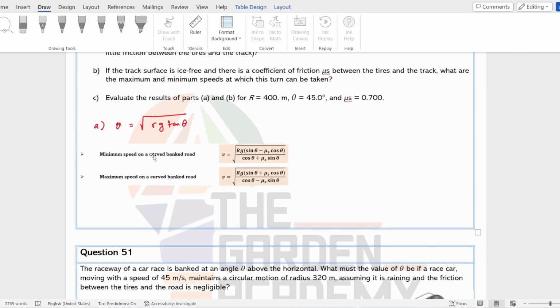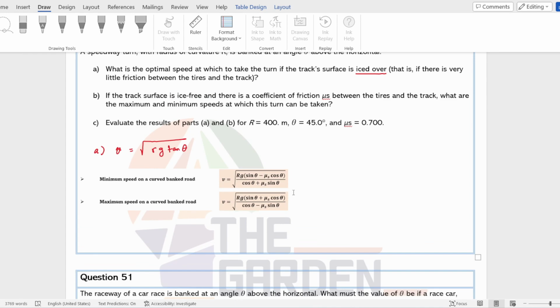Now the minimum speed on a curved banked road, again, V is equal to the square root of Rg times (sine theta minus µs cosine theta) divided by (cosine theta plus µs sine theta). And the maximum speed on a curved banked road is equal to the square root of Rg times (sine theta plus µs cosine theta) divided by (cosine theta minus µs sine theta). The difference is only minus and plus, plus and minus. You have to memorize this equation please.